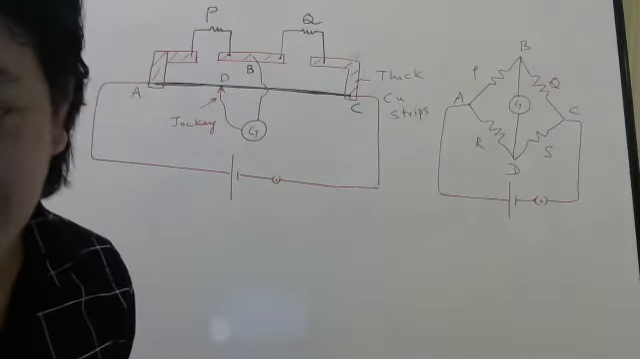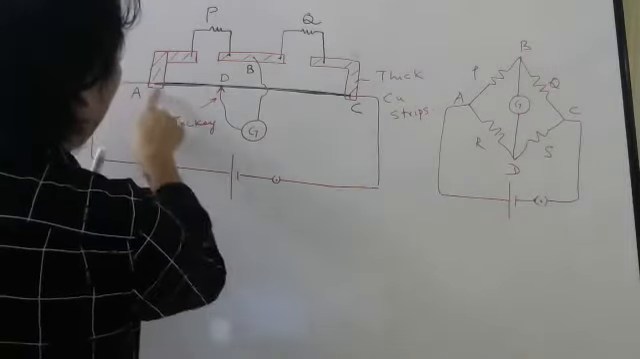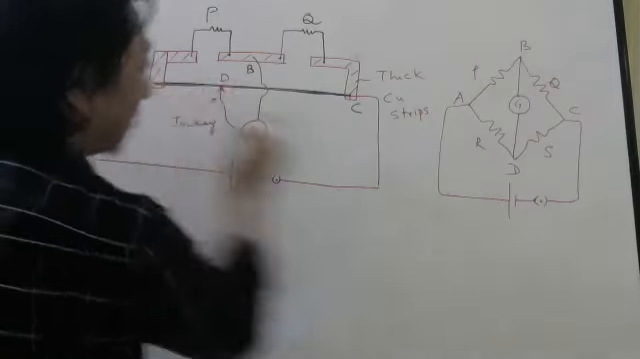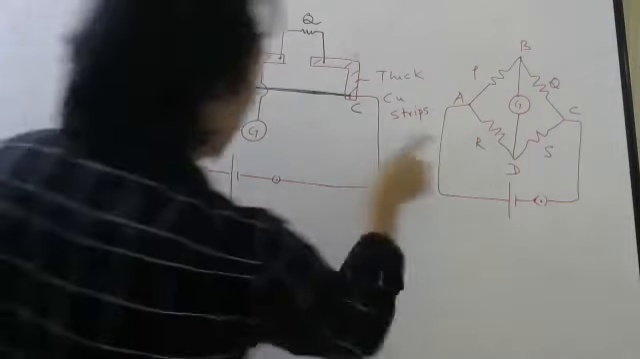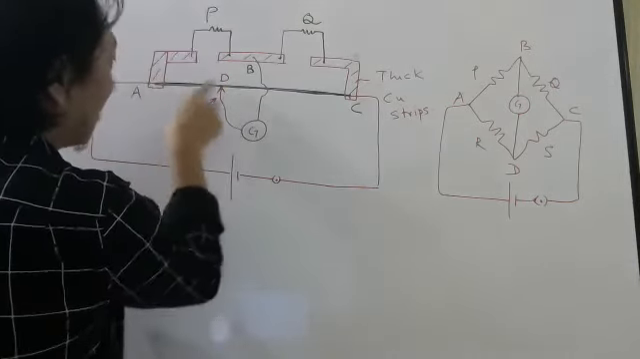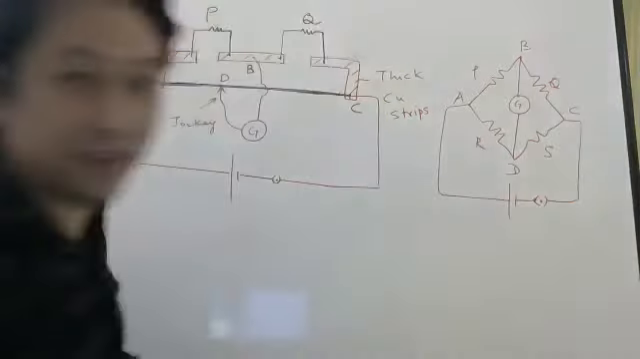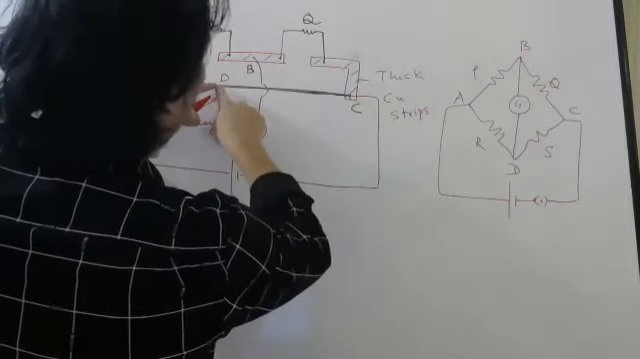Not the whole alloy wire. It will be whatever is the resistance between A and D. So you keep the jockey here, then this will be your A and D, and whatever is the resistance of this part, that will be your R. Understood? And who will be S? Whatever is the resistance between D and C, that will be your S.